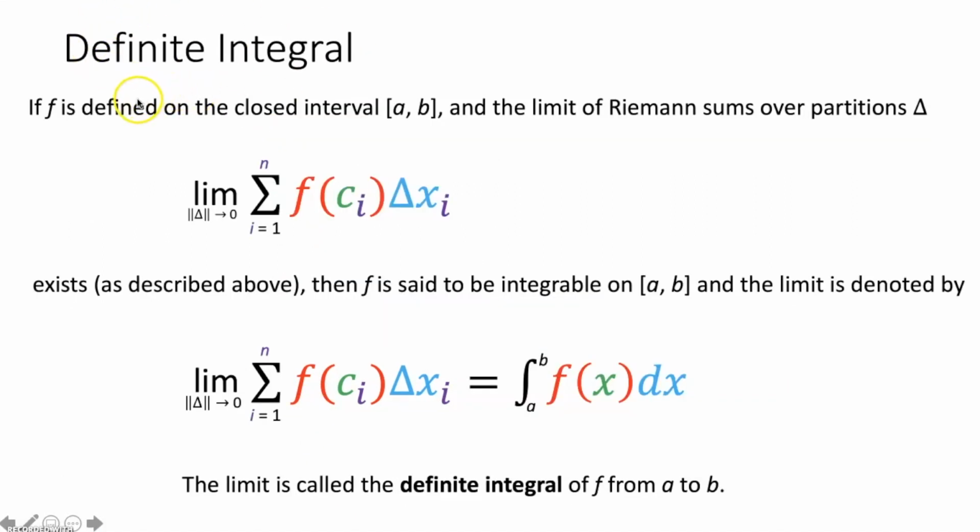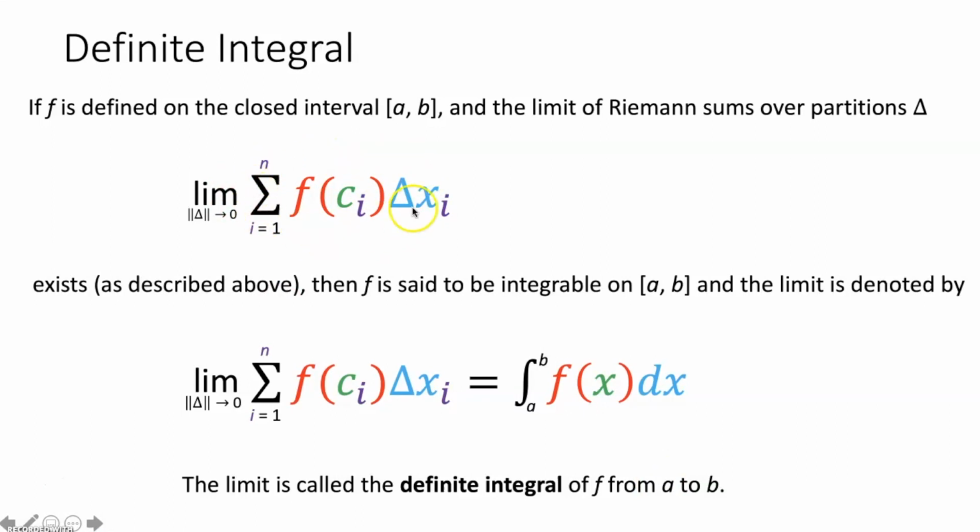Now, a definite integral says if f is defined on the closed interval from a to b, and the limit of the Riemann sums over partitions delta is the limit as the norm approaches 0 of the sum from i equals 1 to n of f of c sub i times delta x sub i exists, as described above, then f is said to be integrable on the closed interval from a to b, and the limit is denoted by the limit as the norm approaches 0 of the sum from i equals 1 to n of f of c sub i times delta x sub i is equal to the integral from a to b of f of x dx. Now this limit right here is called the definite integral of f from a to b.